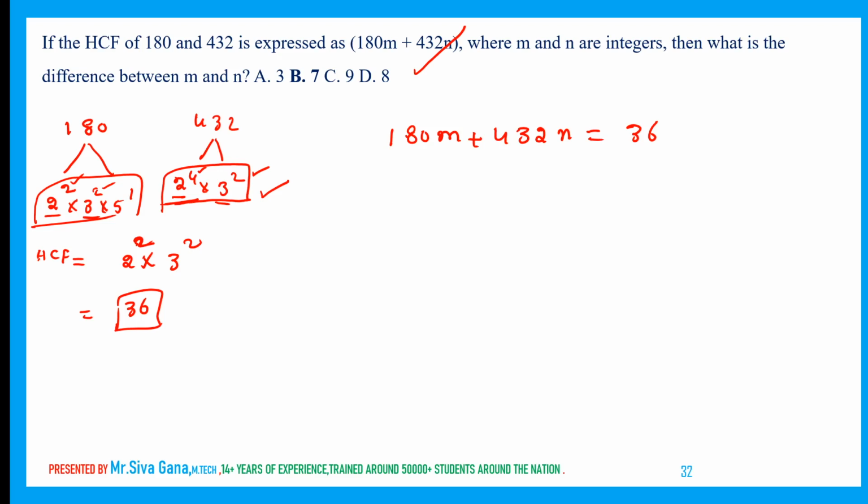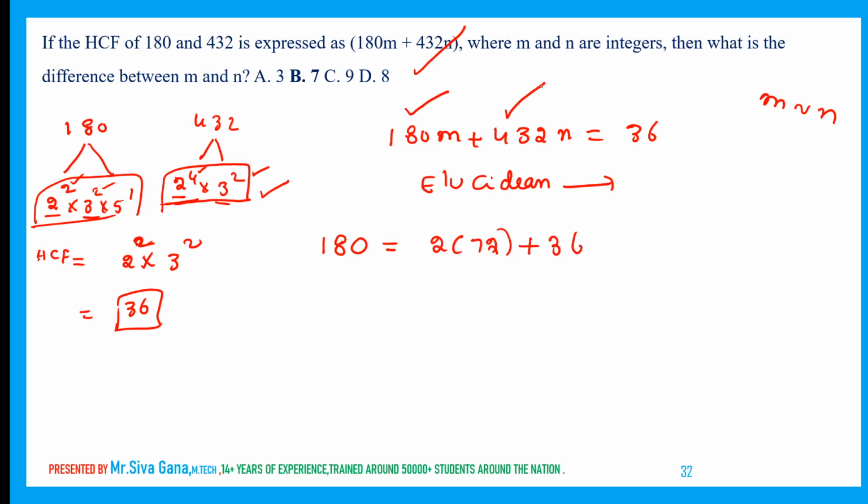I'm equating. Next, where m and n are integers, then what is the difference between m and n? The difference between m and n. Right. I have one beautiful technique that is proposed by Euclid in his algorithm. Using that technique, I'm solving, Euclid's division algorithm. Right. Now this 180, the coefficient 180, I'm writing as 2 into 72 plus 36.